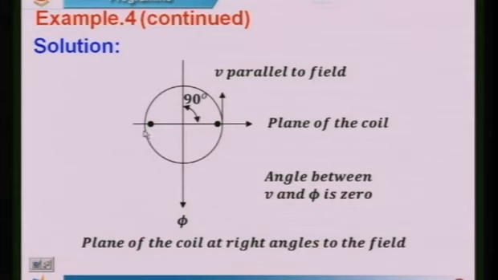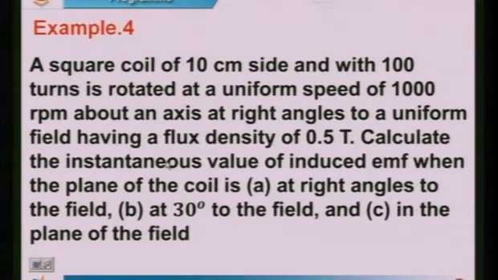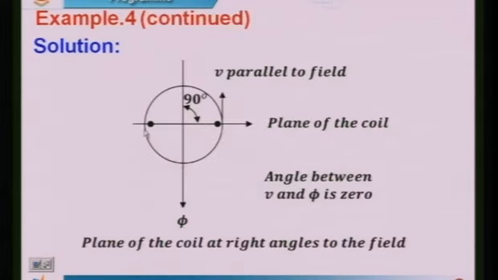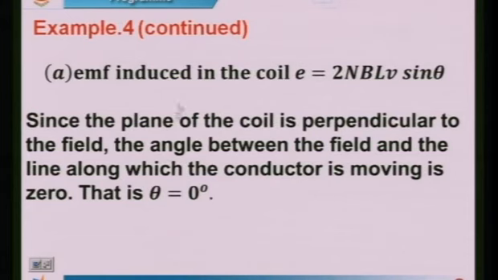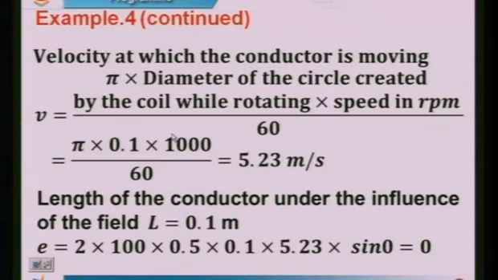Now this is the first case, when the plane of the coil is at right angles to the field. This is the coil, and the plane is perpendicular to the field. So what is the induced EMF? As you can see here, the velocity component is moving this way, parallel to the field, therefore the angle between the field and the velocity is 0. Therefore theta is equal to 0, and the induced EMF is obviously equal to 0.